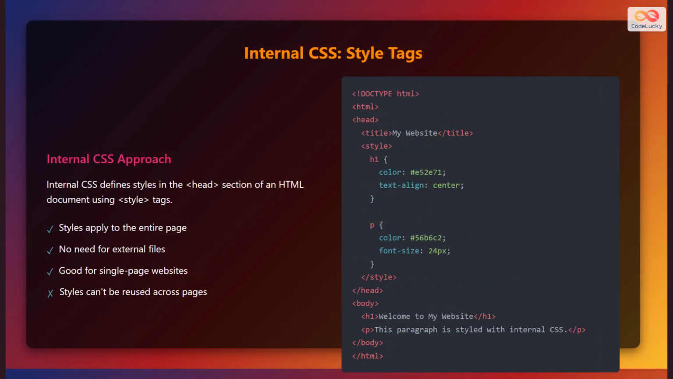Now let's explore Internal CSS. With Internal CSS, you define styles within the head section of an HTML document using style tags. These styles apply to the entire page. This method eliminates the need for external files, making it convenient for single-page websites. However, the styles defined internally can't be reused across multiple pages. The code provides an example of Internal CSS, showing how to define styles for heading 1 and paragraph elements within the style tags in the head section of the HTML document.